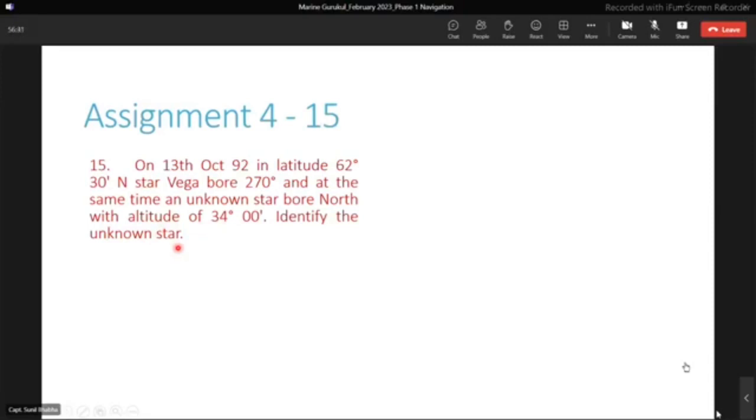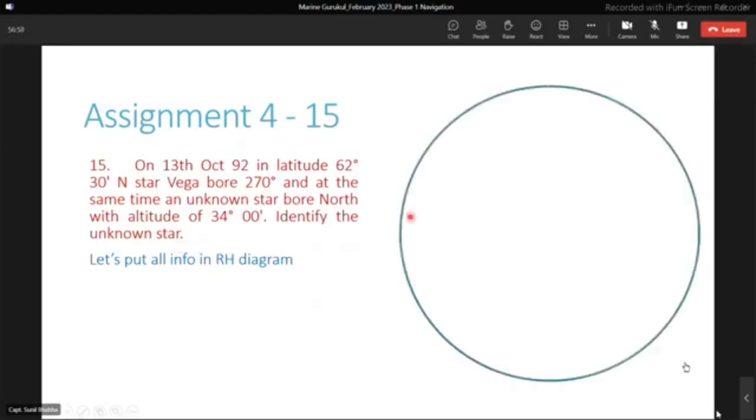That is, we will make the rational horizon diagram and we will input all the information given to us in the question in that diagram, and the diagram will give us a lead. So let's put all the information in the rational horizon diagram. We have the rational horizon on the screen now. We can show the NESW points.